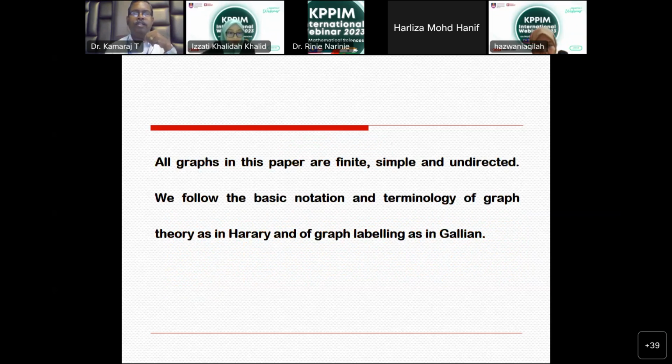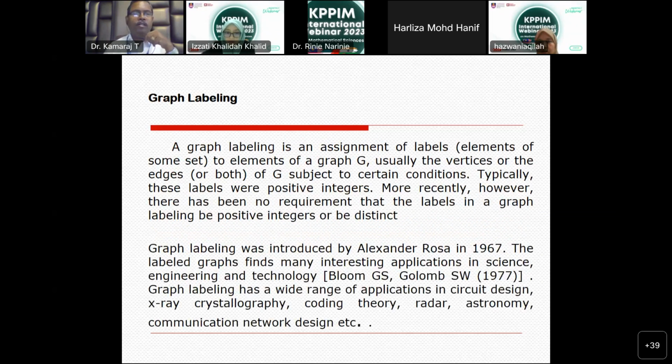All the graphs under our discussion will be finite, simple, undirected graphs, and we follow the basic notation and terminology of graph theory as in Harary and graph labeling as in the Gallian survey. Graph labeling was introduced in the year 1967 by Alexander Rosa. Labeled graphs find many interesting applications in science, engineering and technology. Graph labeling has a wide range of applications in circuit design, X-ray crystallography, coding theory, radar, astronomy, and communication network design.